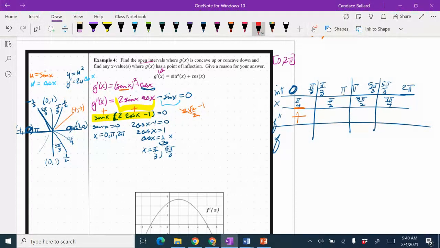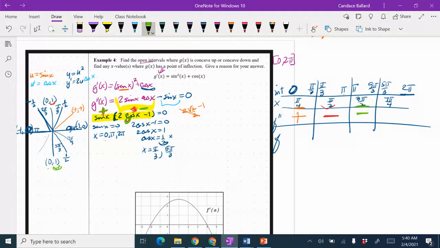At pi over 2, luckily we have this. So I know that my sine is for sure positive. My cosine is 0, so this part becomes 0, so that's going to make this overall thing negative, because 0 minus 1 is negative. A positive times a negative would be negative. At 3 pi over 2, I'm going to do that one in green, the sine is the y-coordinate, so it is still positive. The cosine is 0 again, so it's going to be overall negative again.